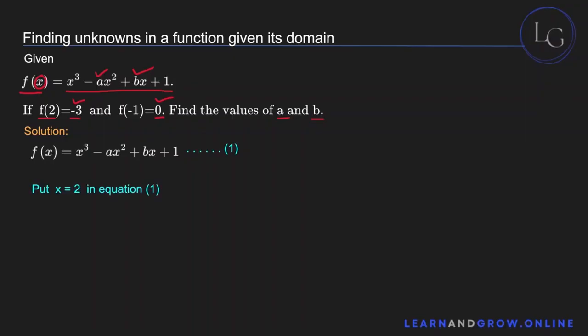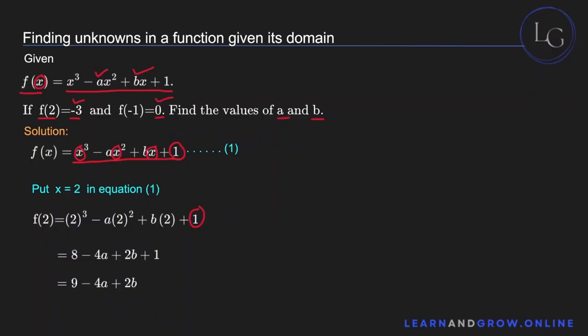So let's see. First of all, let's see what happens when we plug in x equal to 2 in this function. So f of 2 is equal to 2 cubed, because this x is replaced with a 2. This x is also replaced with a 2, so instead of a into x squared, that becomes a into 2 squared. Instead of b into x, that becomes b into 2. This one is a constant, so it is just left as it is. Now, once you evaluate this, you get 9 minus 4a plus 2b. So f of 2 is equal to 9 minus 4a plus 2b.